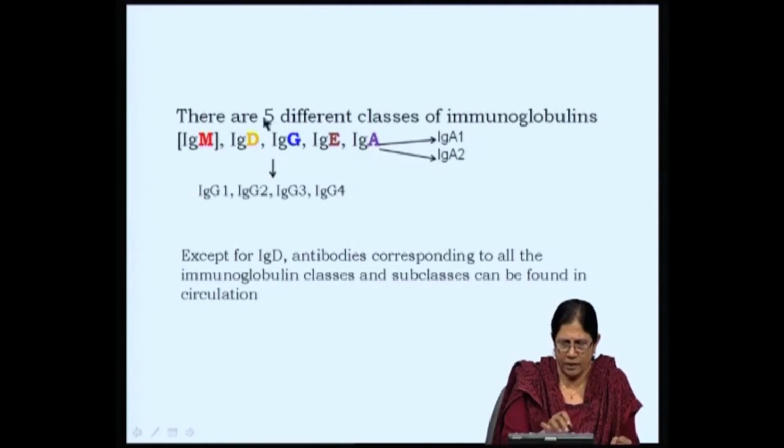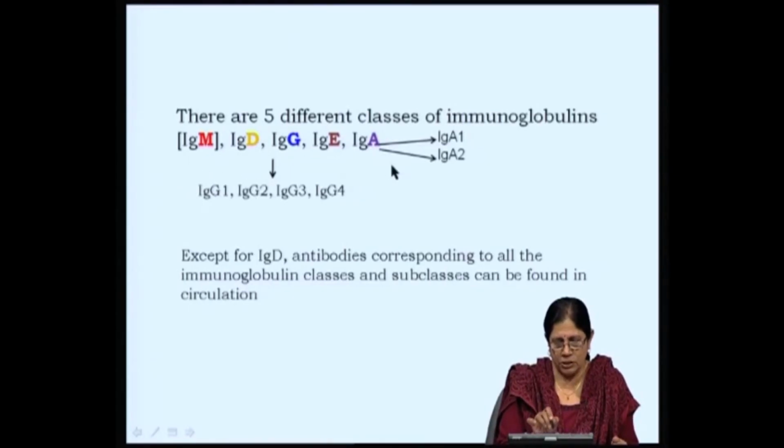The 5 classes of immunoglobulins are as mentioned here: M, D, G, E and A. These refer to the association of the heavy chain. So, these immunoglobulins, the classes are called by the heavy chain. Of course, in case of IgM, the heavy chain is mu, D delta, G gamma, E epsilon and A alpha.